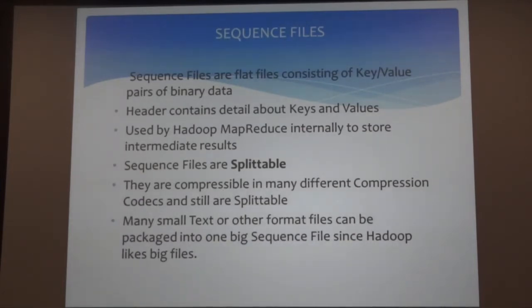This is one of the file formats that is internally used by MapReduce itself. When MapReduce runs, it creates a lot of temporary files. Different maps create their own outputs, and then somewhere it's all merged together. This internal transfer is mostly stored as a sequence file. The main advantage of using sequence file is that it's splittable. Now when I say splittable, let's say you have a 256 meg file.